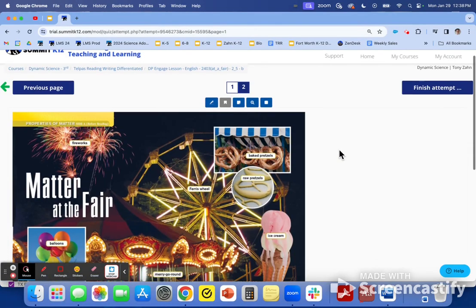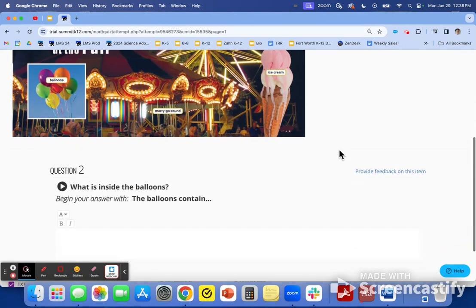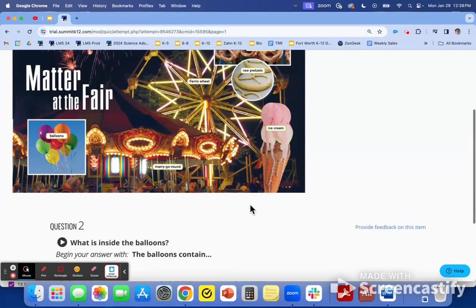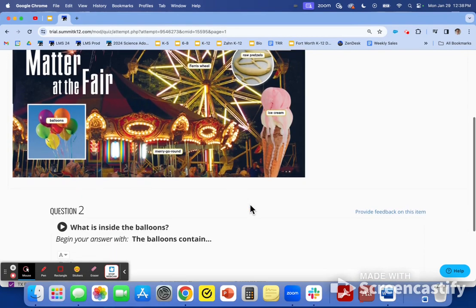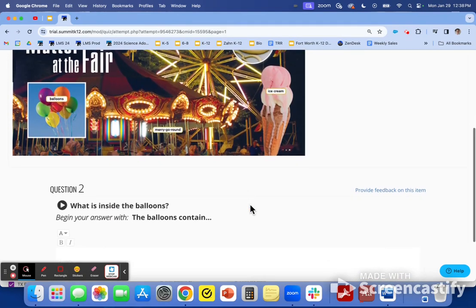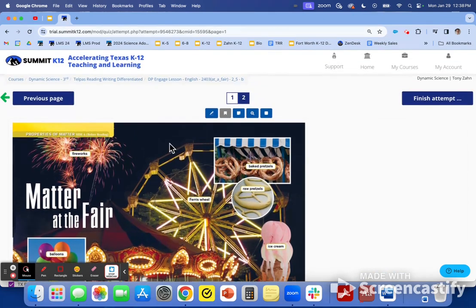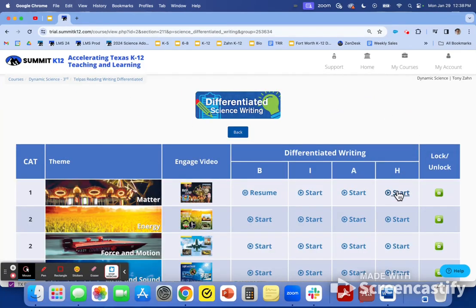The second question gets a little bit more challenging. What is inside the balloons? Again, there's a sentence prompt, right? So we're getting at the idea of matter, and that food is matter, and that we can describe it using its properties. And the second question, a little bit more challenging. Let's go back and look at what it is at advanced high.